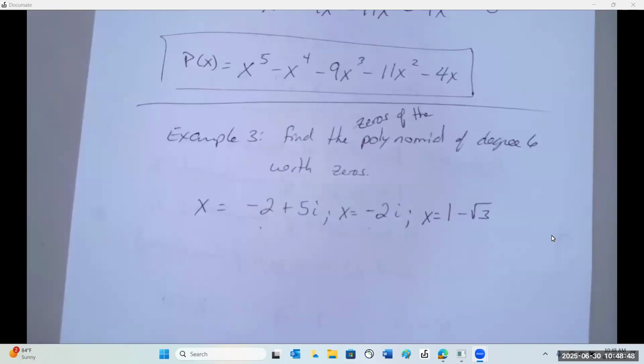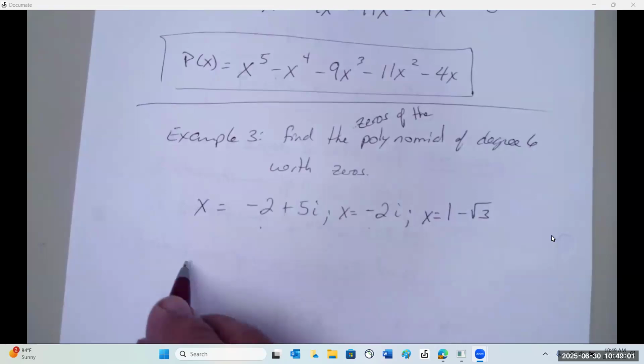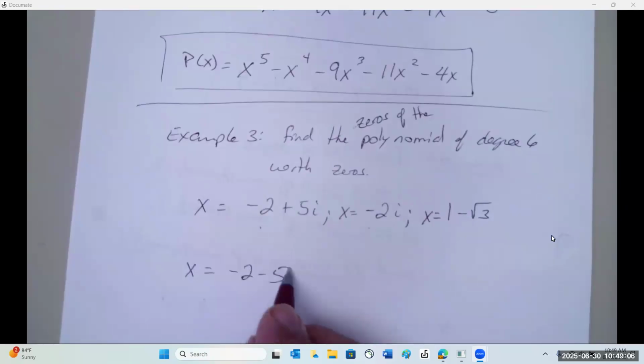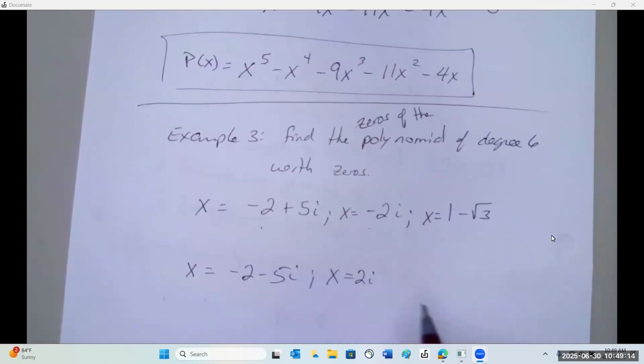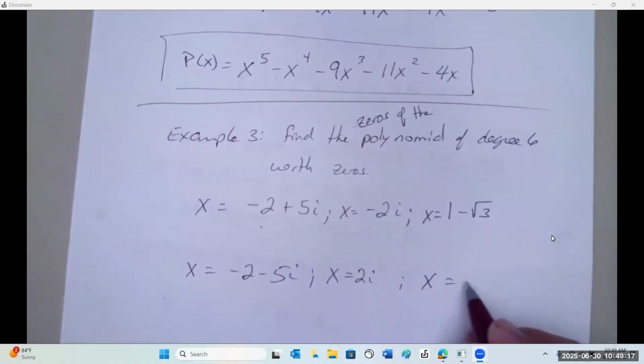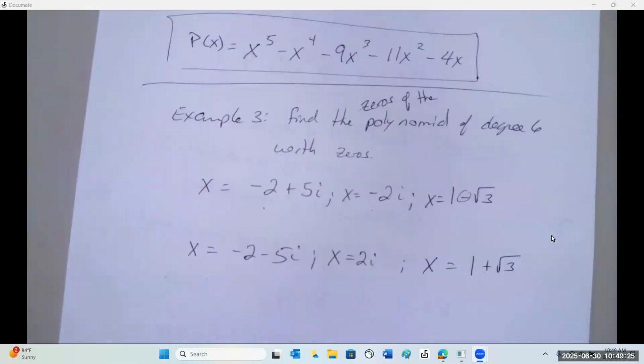No. That would be squaring the answer. Remember, what do we need to have whenever we have imaginaries or radicals? The conjugates. So if this is a 0, what's its conjugate? -2 minus 5i. If this is a 0, what's its conjugate? Positive 2i. And then the last one, since this is minus, it becomes plus. These are my 6.